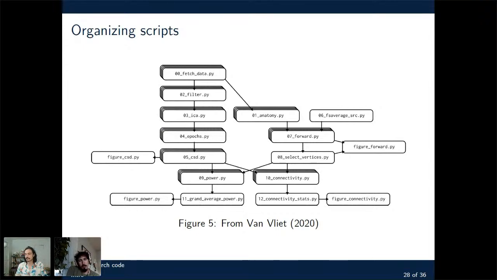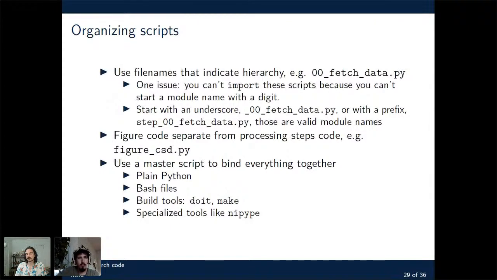So if it's the first step, it's called 00 fetch data.py. This particular scheme doesn't quite work because then you can't import the code, because you're starting with a 0 character. So I would just say, start with step_whatever if you want to use this convention. So instead of doing 00 fetch data, call it step_00 fetch data.